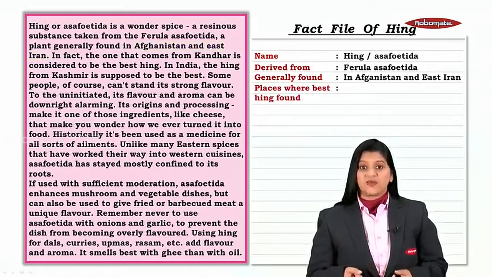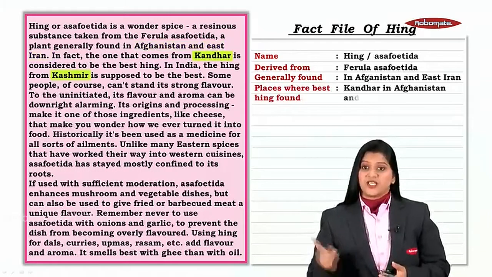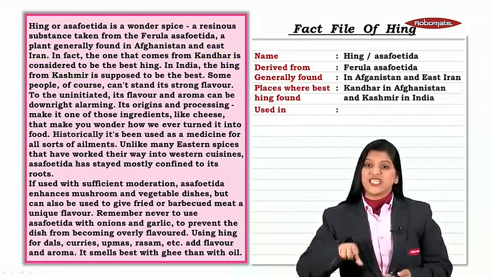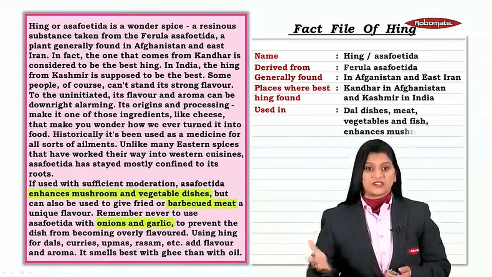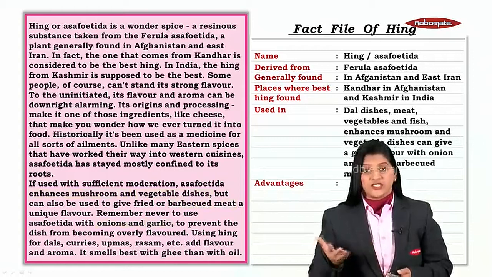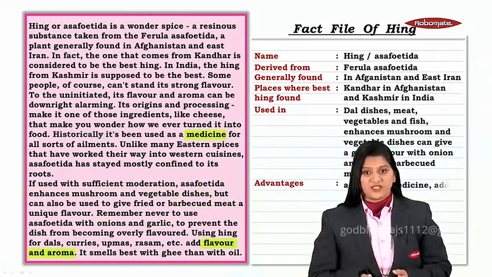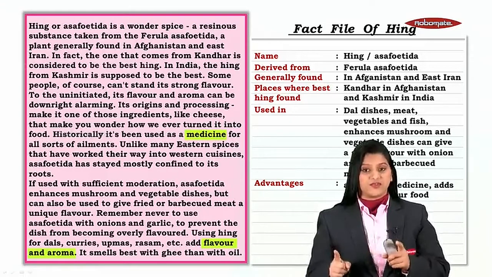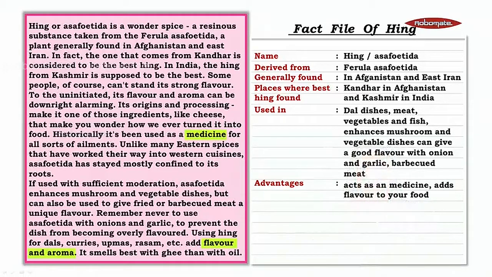Again, places where best Hing is found. Again, you can pick certain names and put them. Used in, and then there are certain dishes mentioned. Alright, then advantages. There are advantages of Hing given here and they are not in the same place. So you will pick them from different places. This is where the reading is important, okay?